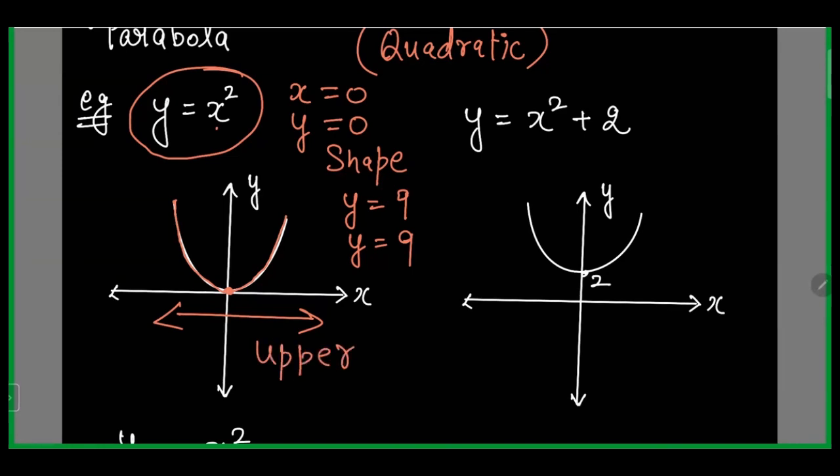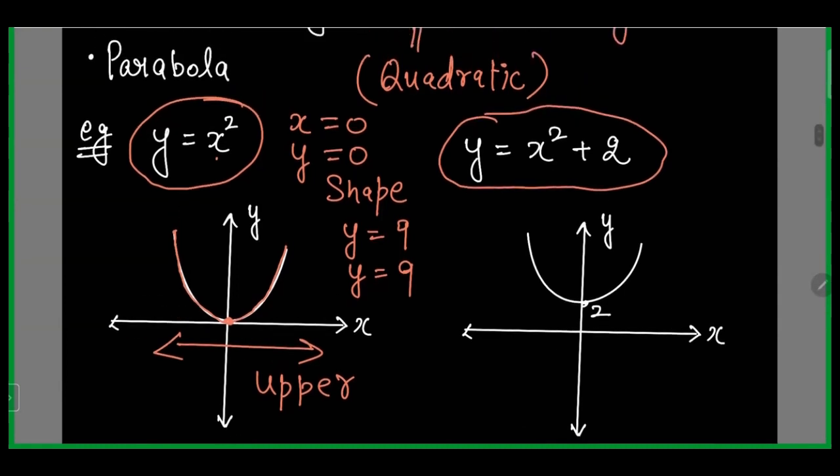Now let's do one thing. What I will do is I will add plus 2 in the equation. So my new equation is y equals x square plus 2. Again, I will ask the same question. What if I put x equals 0? Then my y will be 2. So it means I need to start my graph from 2. And again, I need to make a parabola. So I will again make a parabola.